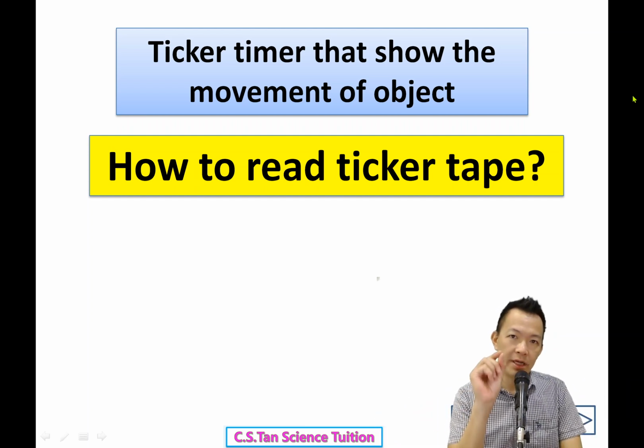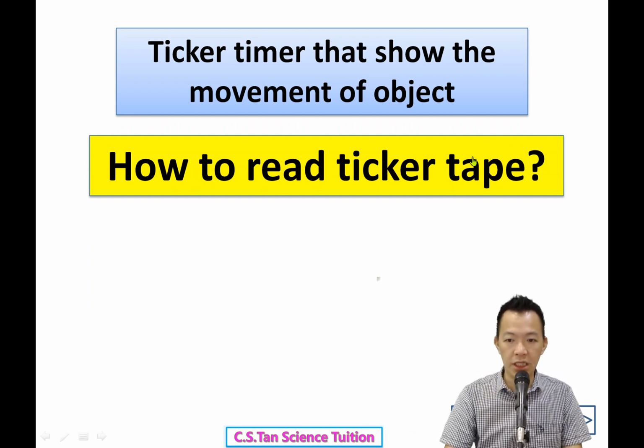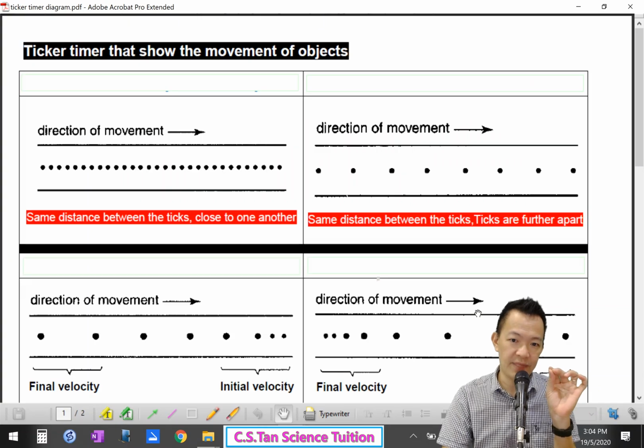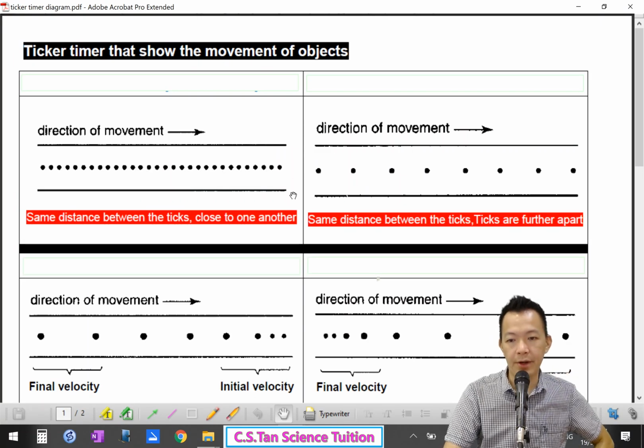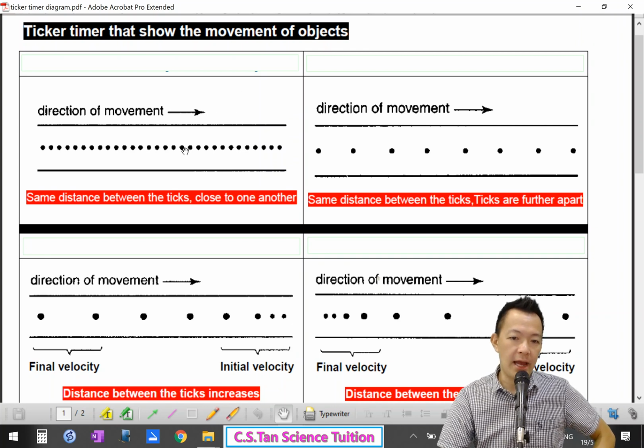Okay, and now you're having a piece of ticker tape with the dots on the ticker tape. But how to read the ticker tape? 怎样读呢？那条带 ticker tape 怎样去读呢？Okay, so look at example. 看看这边的 example. So now I having 2 ticker tape with the dots on the tape.